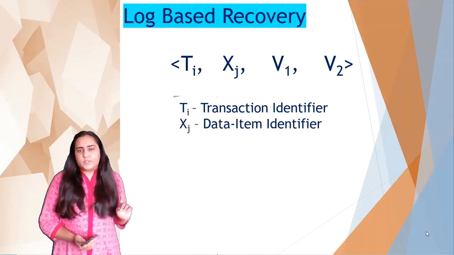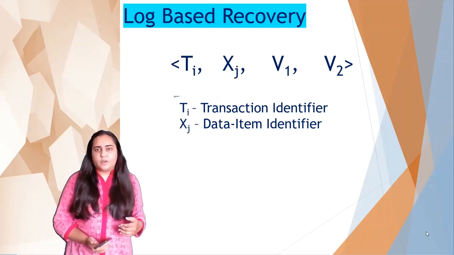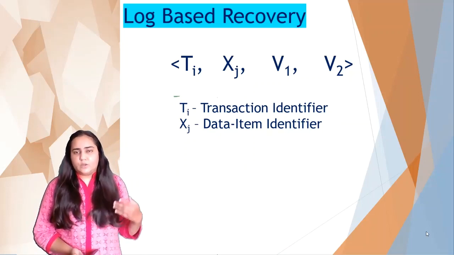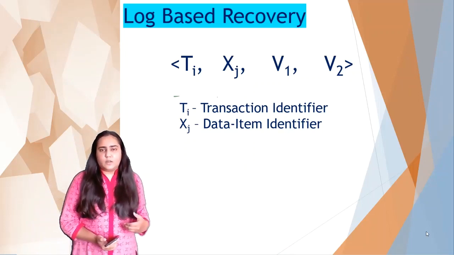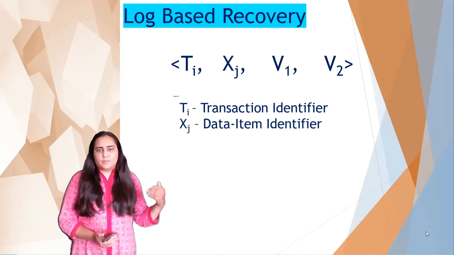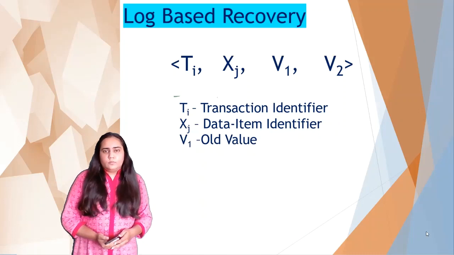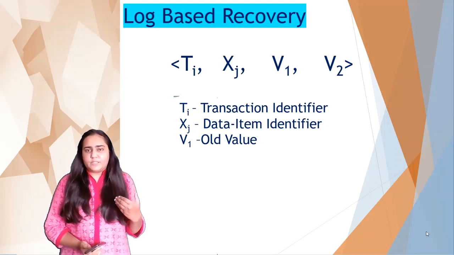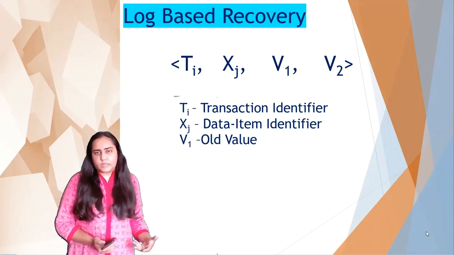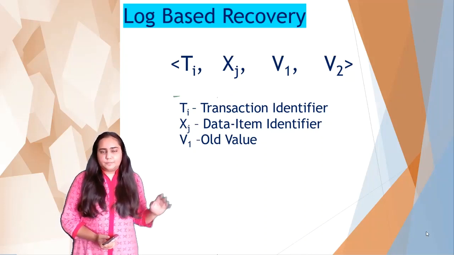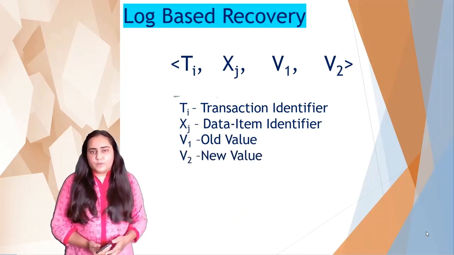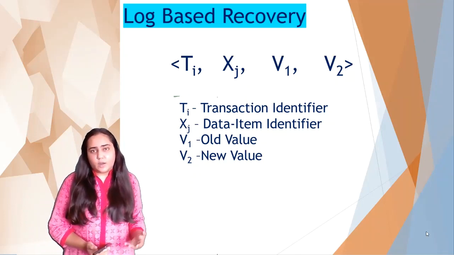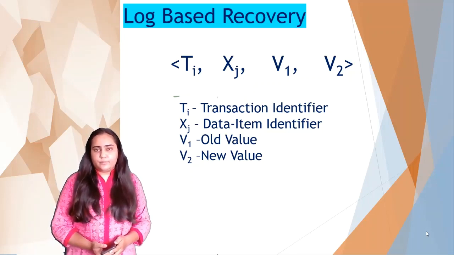XJ is a data item identifier. A data item identifier would tell you which data item is being updated. Essentially, this would be a table name in your database. But in our case, for simplicity, we are just going to use A, B, C, D, and so on. V1 stands for the old value. This means before being updated, what was the value of that data item? That would be stored in V1. And in V2, the new value is stored. So after being updated, what is the value of that data item now? That is stored as the new value.